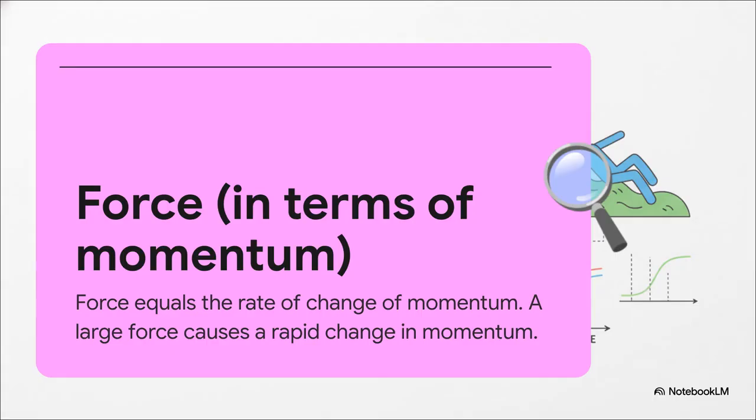And this is brilliant. Have a look at the top part of that fraction, m delta v. That's mass times a change in velocity, which is just another way of saying a change in momentum. So this equation is telling us that force is equal to the rate of change of momentum. Let that sink in for a second. The big idea to take away is this. If you want to change something's momentum really quickly, you need a huge force. But if you can take your time and change the momentum slowly, you only need a small one.